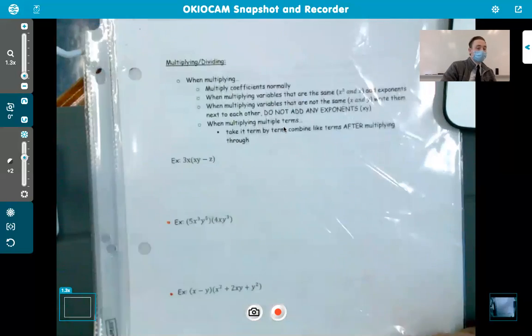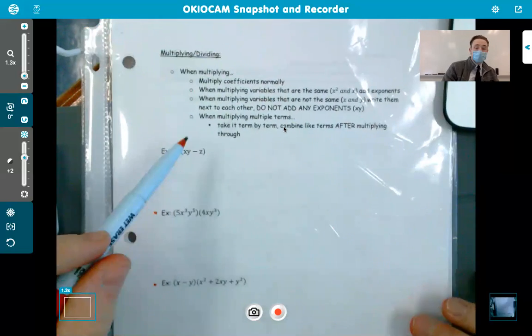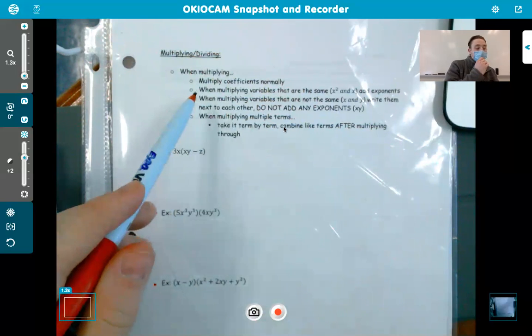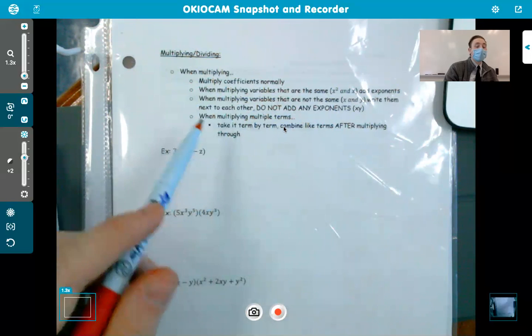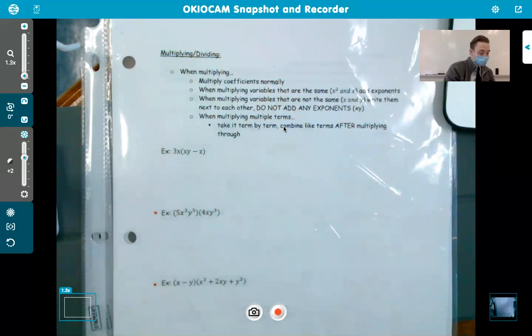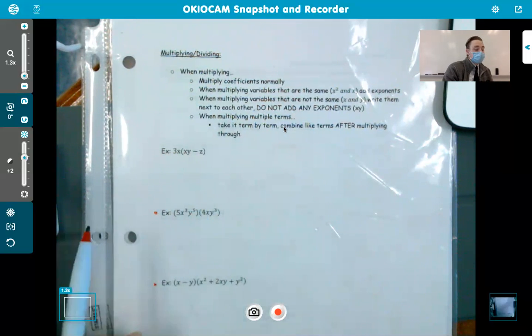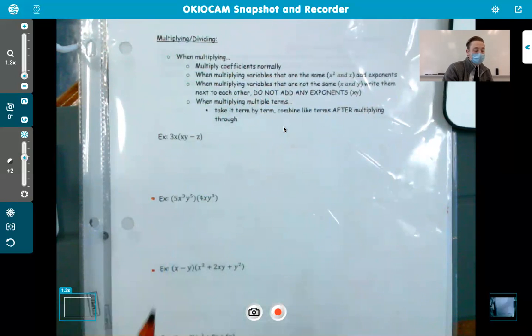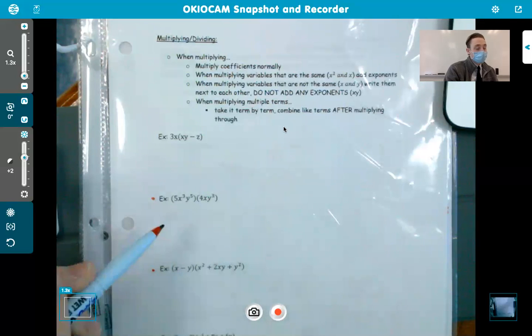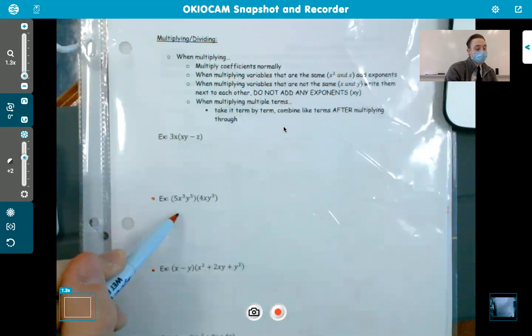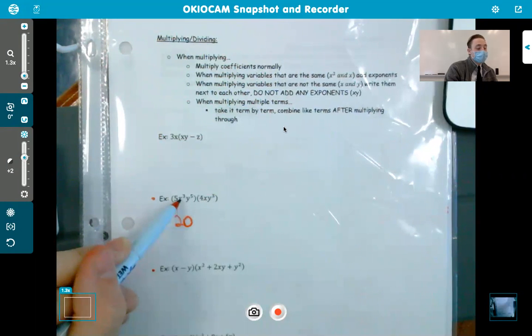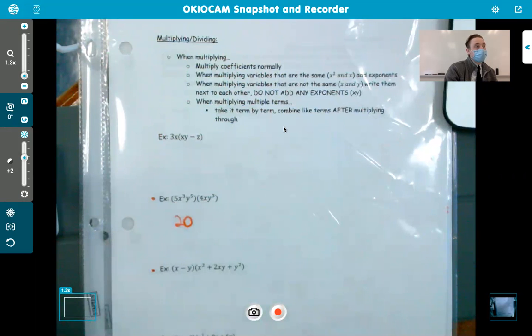When we're multiplying, let's take a look at our steps. Multiply the coefficients normally like we did. Multiply the variables that are the same and add the exponents, right? If they're not the same, you just combine them. And then you want to combine like terms if possible. So if I take a look at this second example, just take it term by term. When I multiply the coefficients, what's 5 times 4 going to give me? 20.